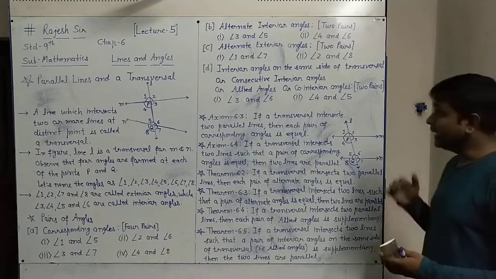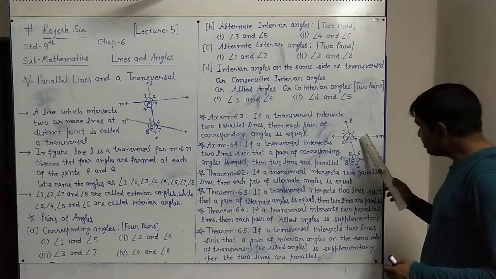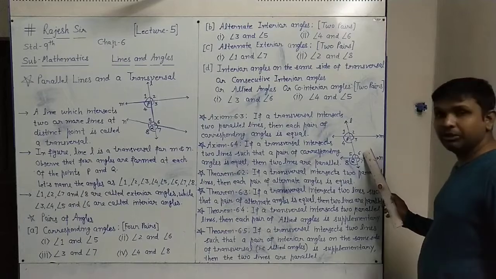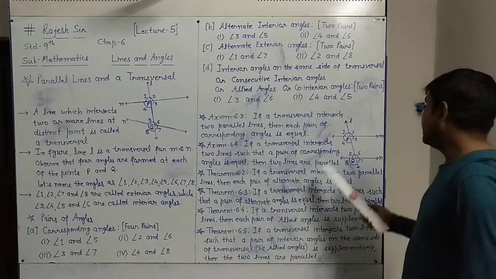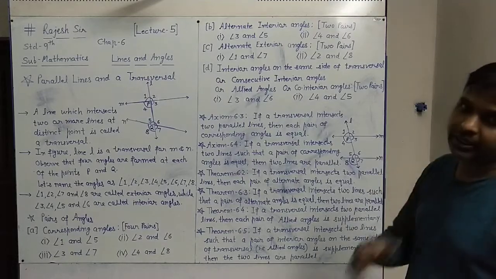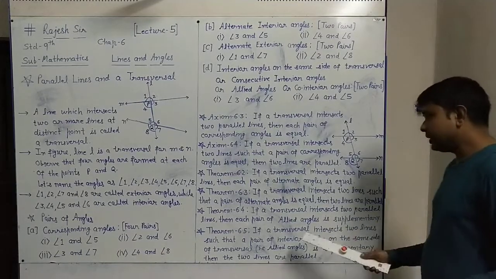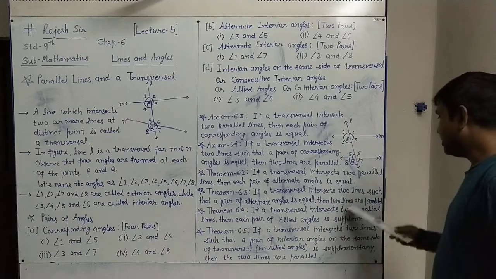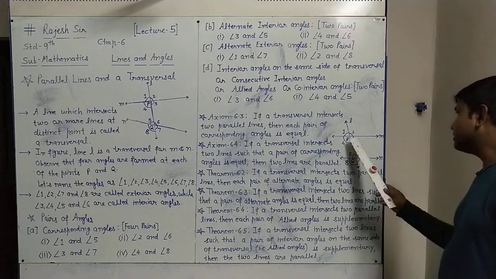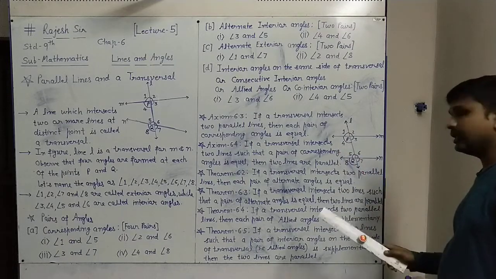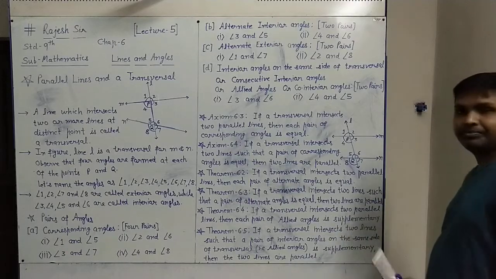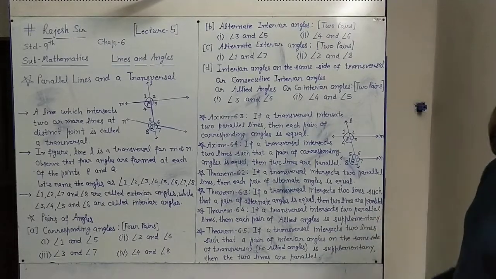What will be the relation in allied angles? Allied angles means interior angles on the same side, so angles 3 and 6 will be supplementary, meaning the sum of these two will be 180, and also 4 and 5, the sum of 4 plus 5 will be 180. Once again, if a transversal intersects two parallel lines, then each pair of allied angles, that is 3, 6 and 4, 5, the interior angles on the same side of the transversal, is supplementary. This total will be 180.